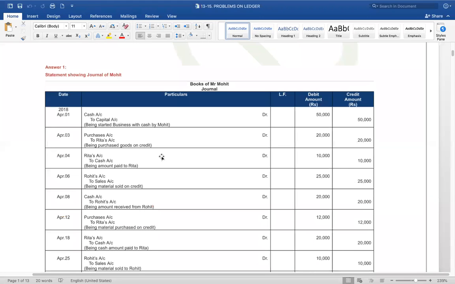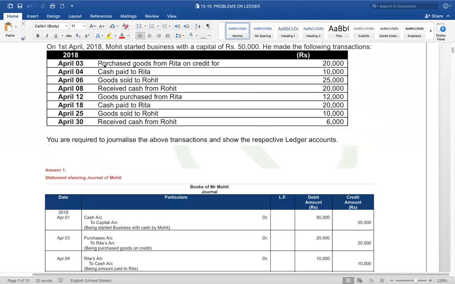Rita's account debit to cash account. Rita is receiving, so debit the receiver. Cash is going out of the company, so it is credited. It is debited with 10,000 to Rita's account, and credited with 10,000 to cash account. That's done. It is all about 4th April.